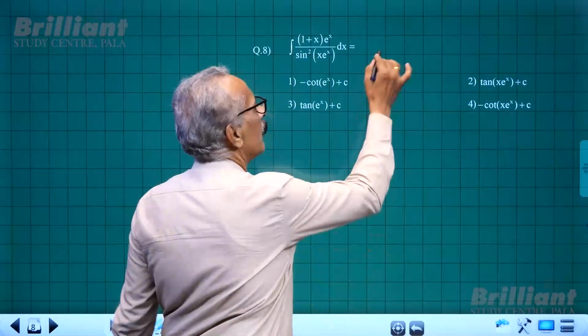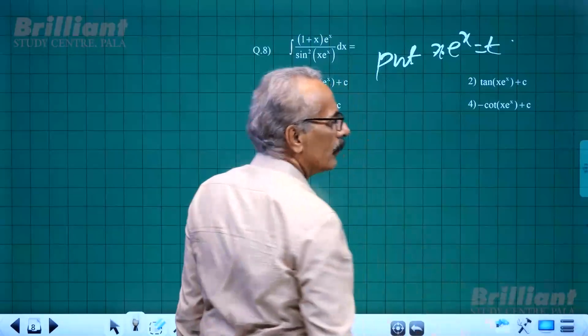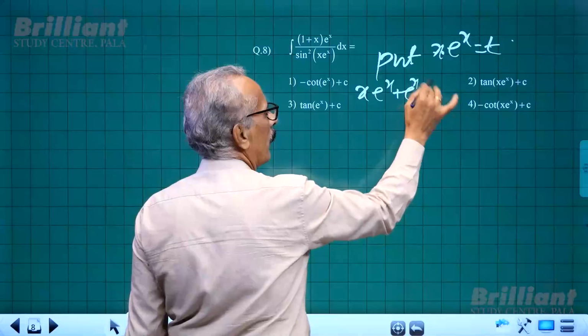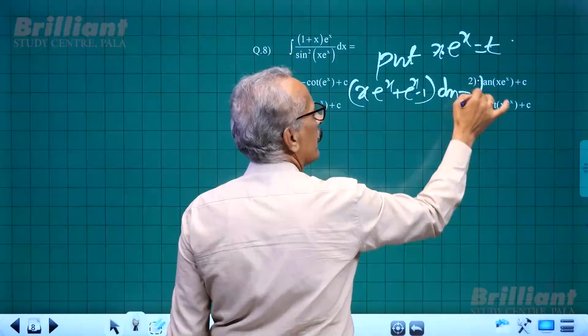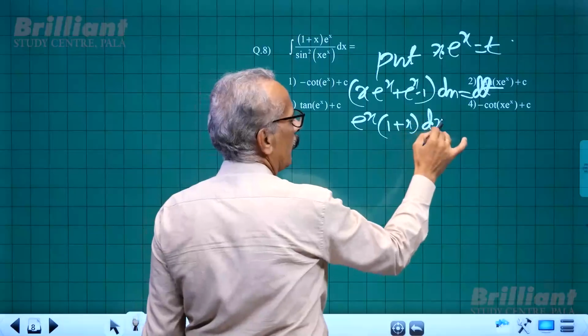So method is there. What do you do? Put x e raised to x equal to t. You differentiate: x into e raised to x plus e raised to x into 1 of dx is equal to dt. Therefore, e raised to x into 1 plus x dx is equal to dt.